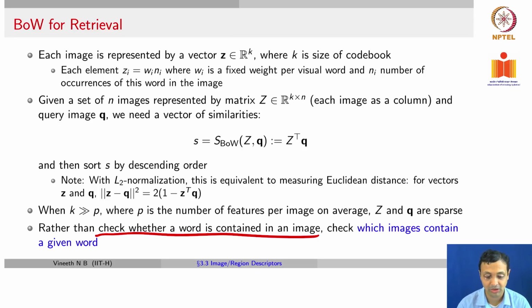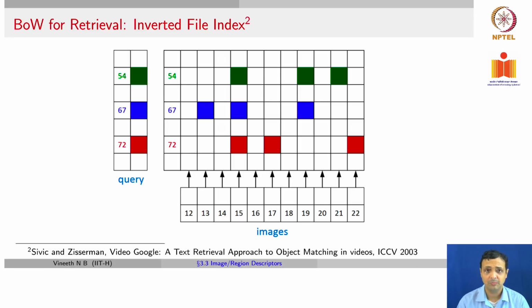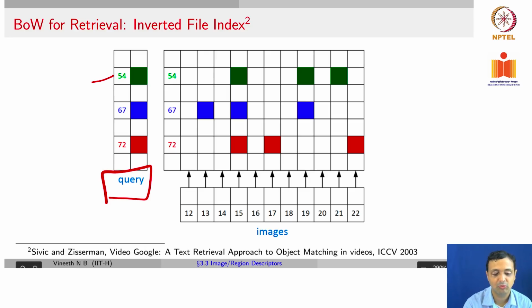Let's see this a bit more intuitively. Let's imagine now that you have a query image which has visual words 54, 67 and 72. These are your visual words. Remember, you have a bunch of visual words and every image has a certain number of occurrences of each of these visual words. Let's assume now that you have just one occurrence of visual words 54, 67 and 72 in a given query image. 54, 67 and 72 are just random numbers. You could have taken any other numbers. This is just to explain.